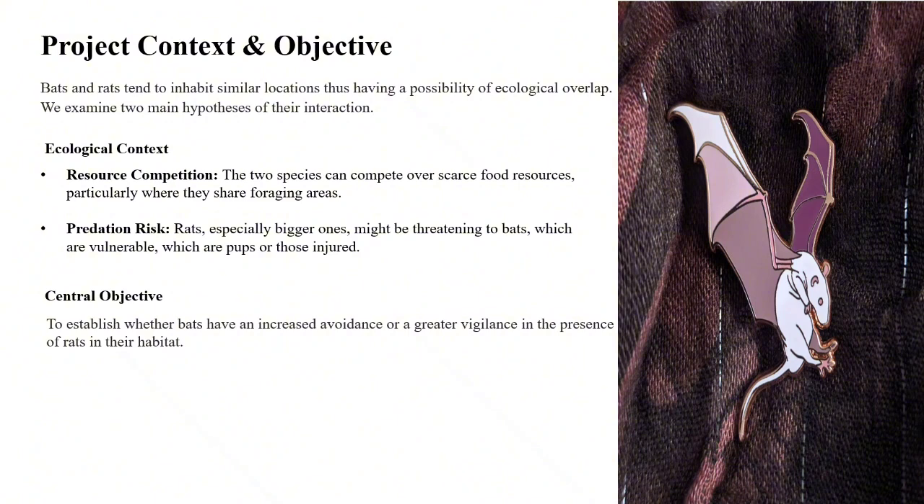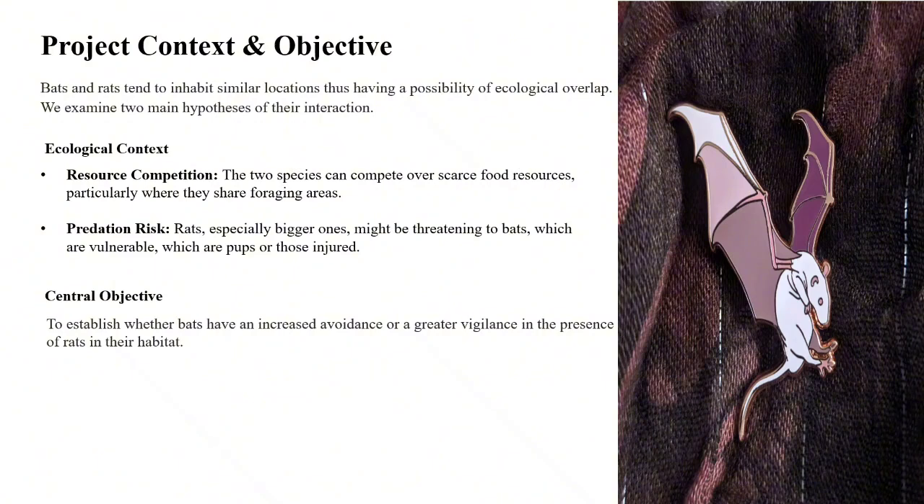Project context and objectives. Bats and rats often inhabit similar environments such as caves, trees, and even urban areas. Because of this overlap, there is a strong possibility of ecological interaction between two different species. We also examined two main hypotheses. One is resource competition and another is predation risk.